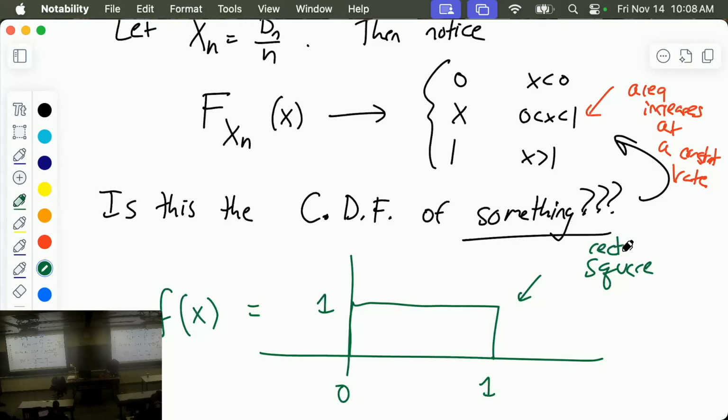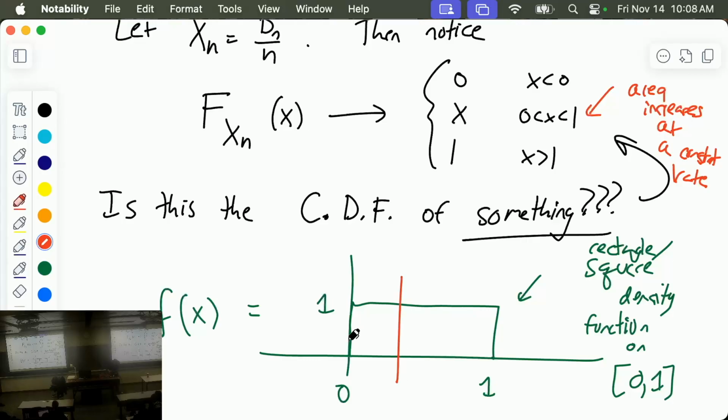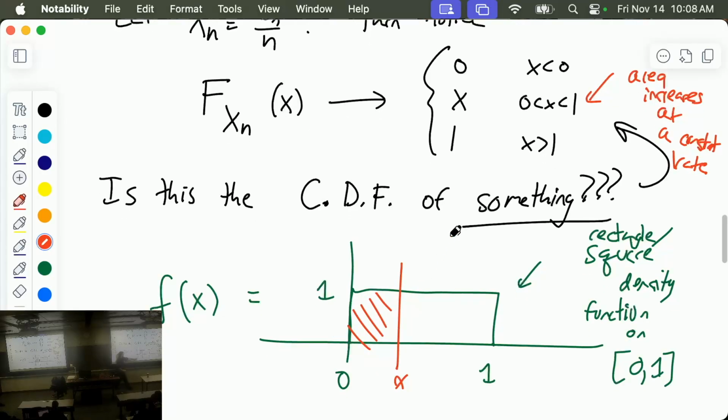I'll say rectangle / square density function on 0, 1. Okay, and why is that? If you take the area on any region up to some point x, what is the area of this region? Well, it's base times height. So the area up to this x is exactly x. The area here is x, and that matches the formula over here where the area was x.